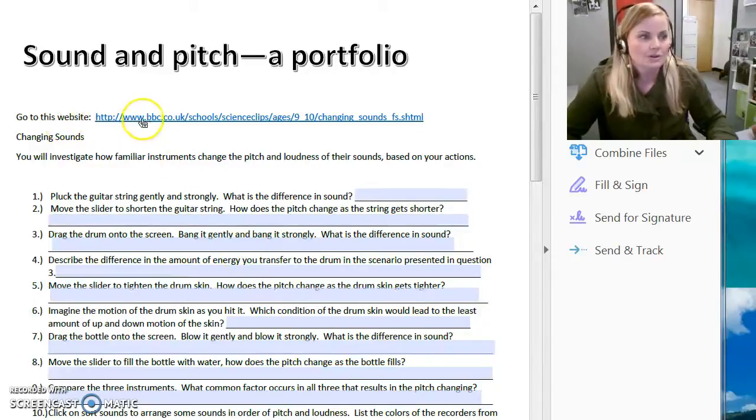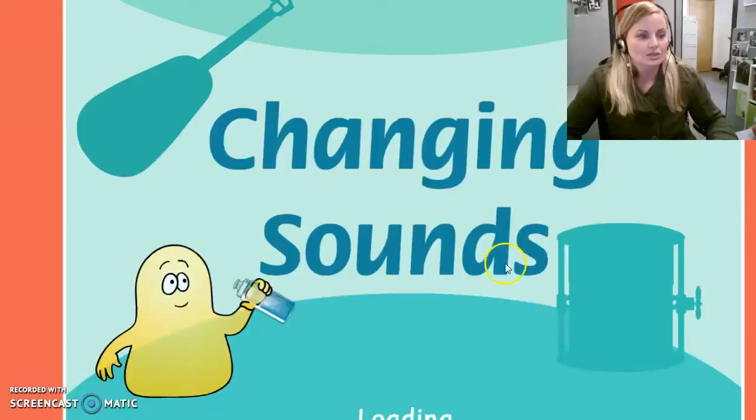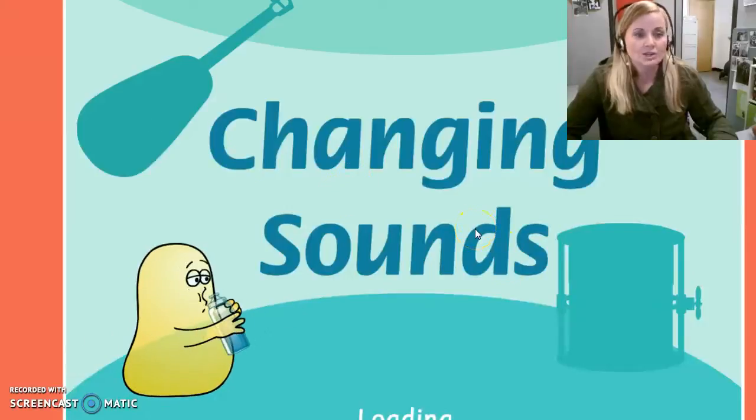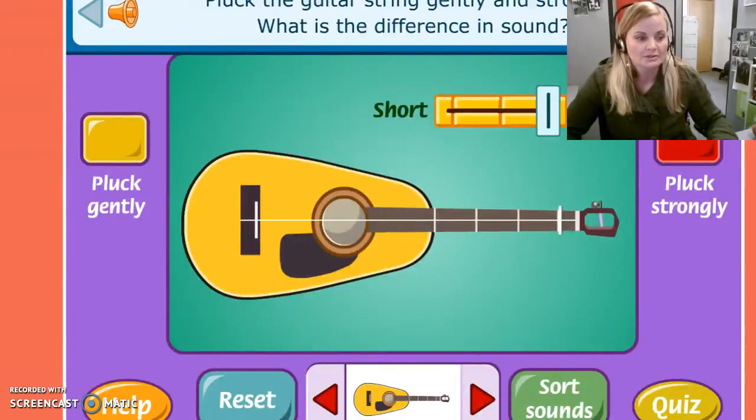So the first thing you're going to do is go to this first website, the BBC Schools website. We're going to click on this, and it's going to take you to this Changing Sounds website. You're going to be comparing some instruments, a guitar, a bottle, and a drum. And you're going to do some things to them to change the amplitude of the waves and the frequency of the waves, and see what it sounds like and describe those changes.